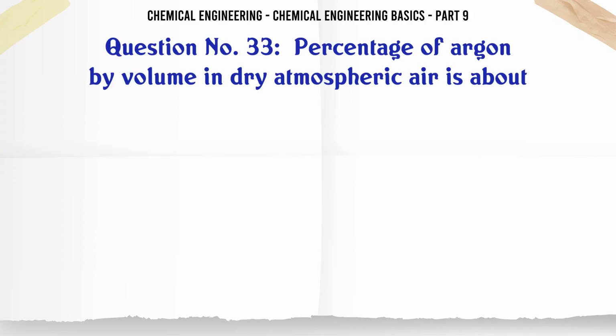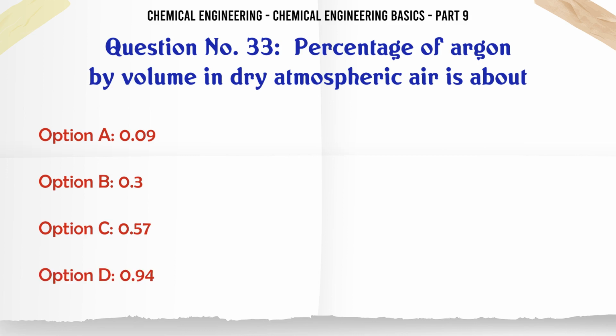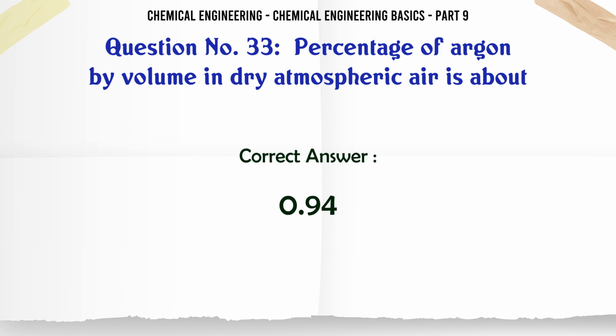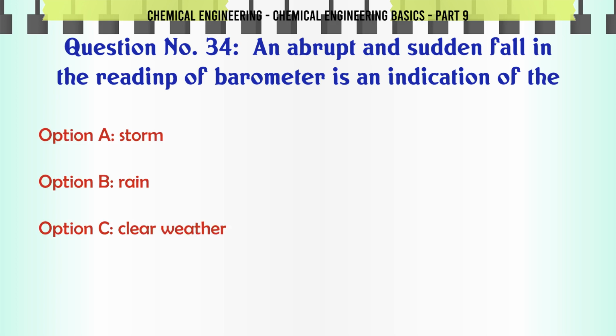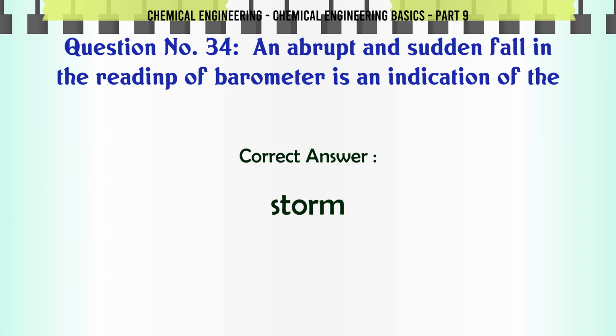Percentage of argon by volume in dry atmospheric air is about: A. 0.09, B. 0.3, C. 0.57, D. 0.94. The correct answer is 0.94. An abrupt and sudden fall in the reading of barometer is an indication of the: A. storm, B. rain, C. clear weather, D. cold wave. The correct answer is storm.